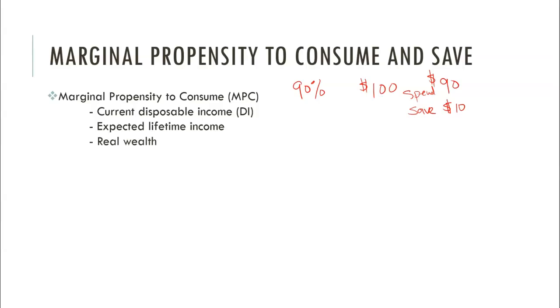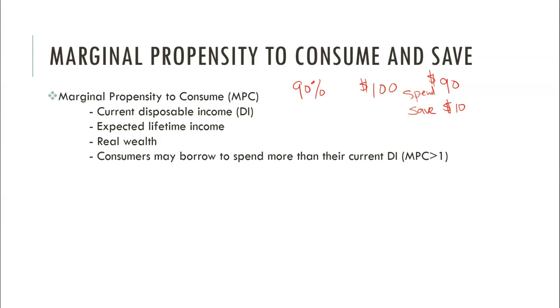Real wealth is also going to affect this. Remember, wealth is the value of items you currently own. So a house, a car, a phone, anything that you could sell and get money for. If you own a lot of stuff that's worth a lot of money, you might be willing to spend more of your income now.